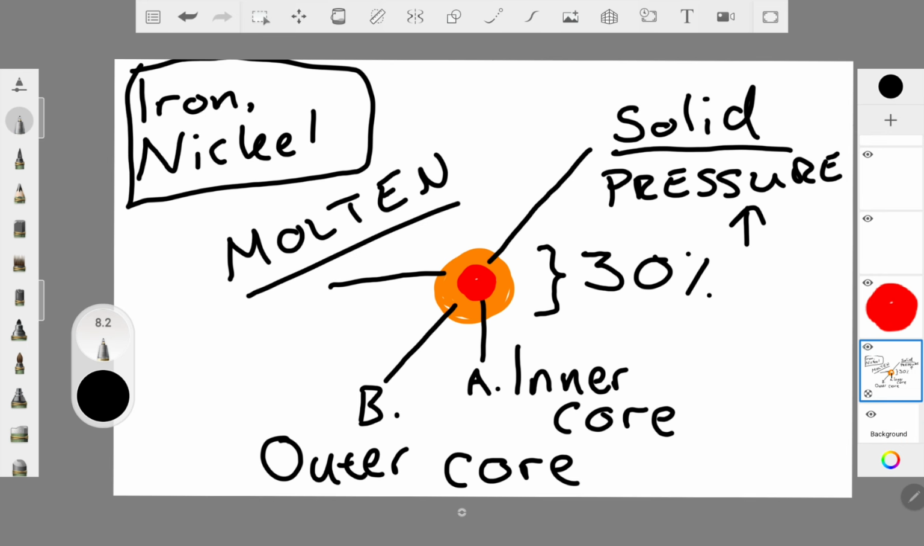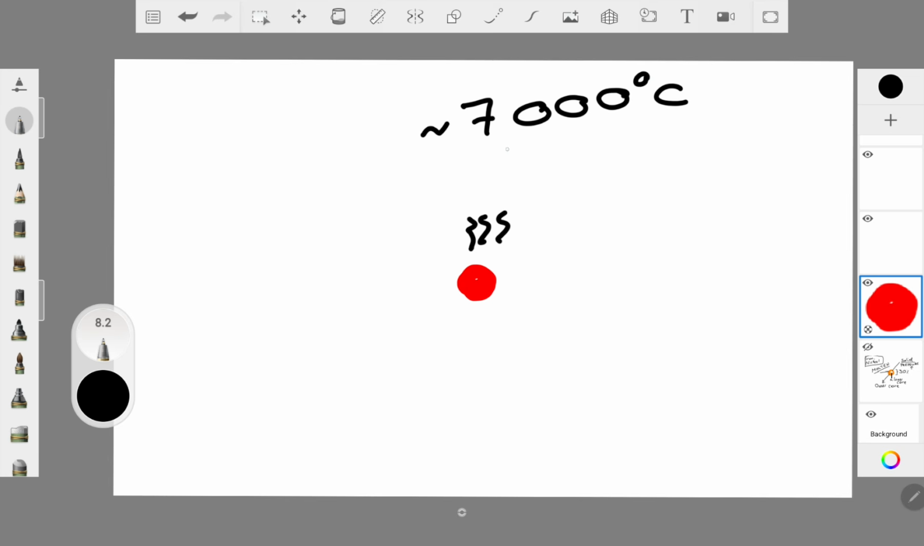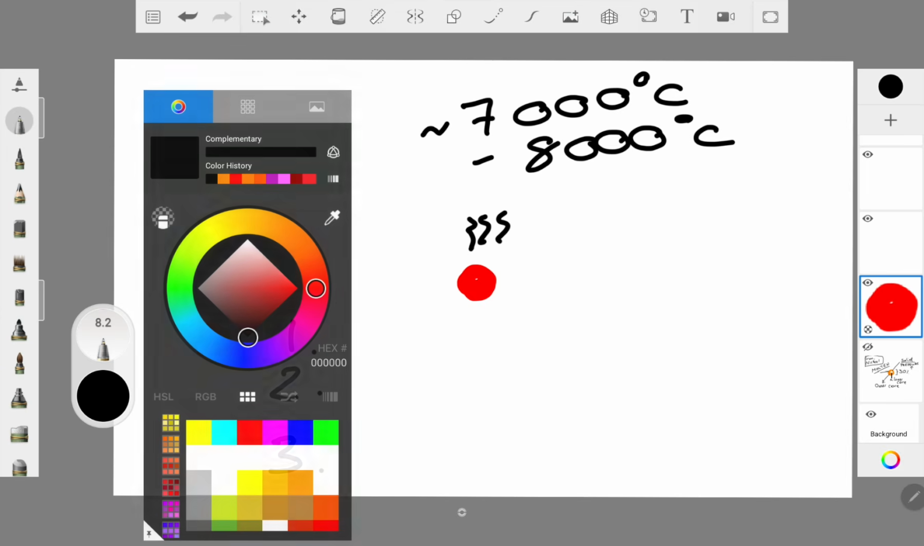Now, let's hide all of this for a second. The core is, of course, very hot. There's a lot of heat coming off it, about 7,000 to 8,000 degrees. There are 3 reasons for this heat. I want to see if anyone can tell me why. I say anyone like I'm talking to the class. I'm just talking to you, whoever's watching.